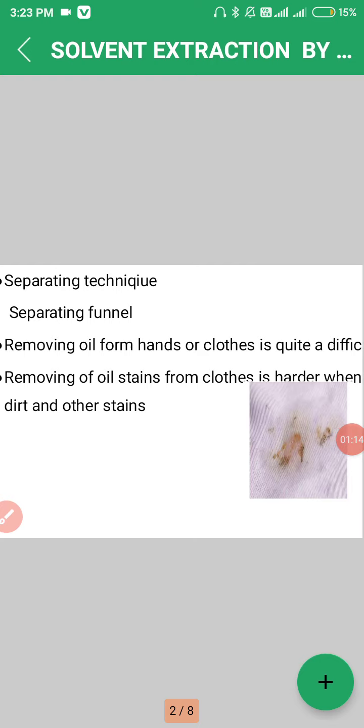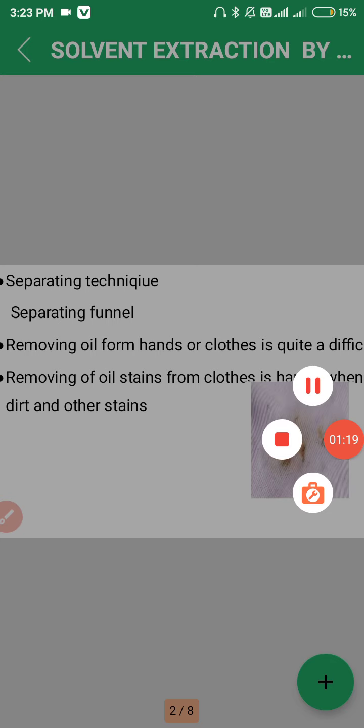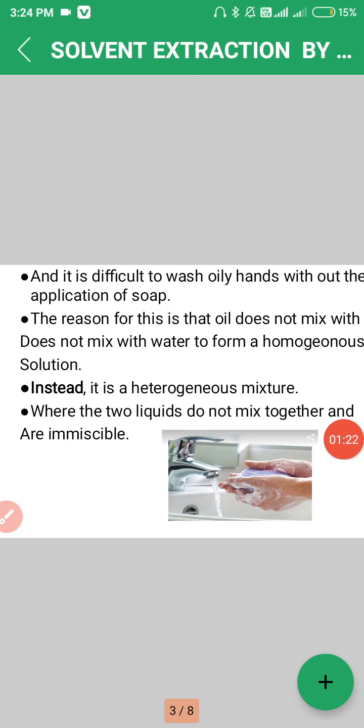See the picture. This is a dirty cloth, and it is difficult to wash oily hands without the application of soap. The reason for this is that oil does not mix with water to form a homogeneous solution. Instead, it is a heterogeneous mixture where the two liquids do not mix together and are immiscible.